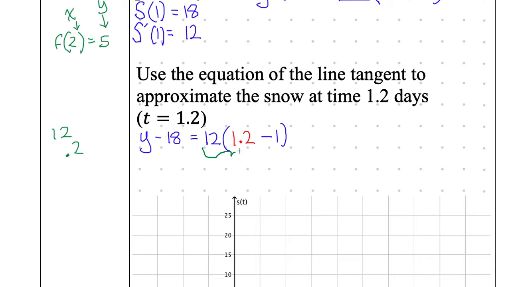So this thing right here is 2.4, and you can maybe draw that up above. This thing is 2.4. And then I need to add 18 to both sides, so my final answer is 20.4. There it is.